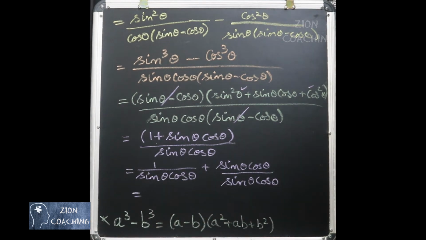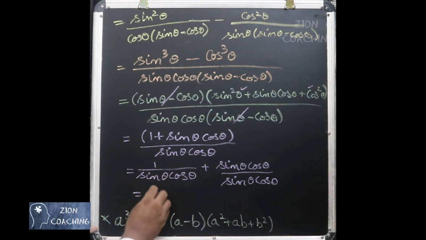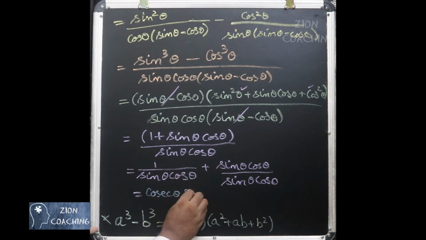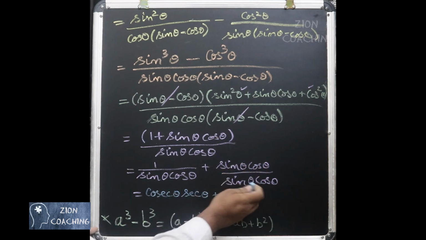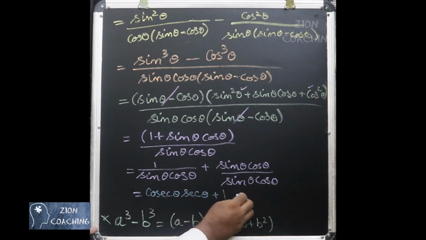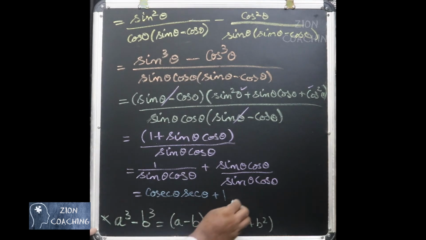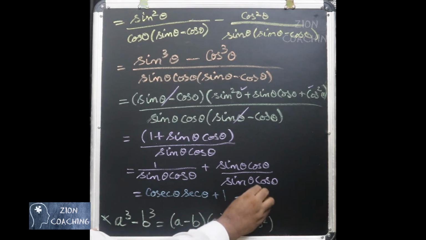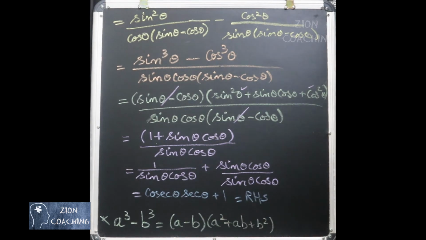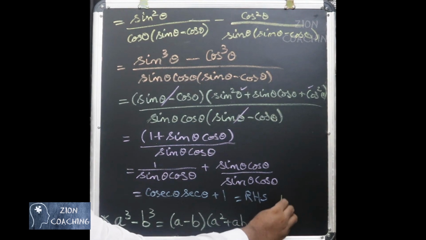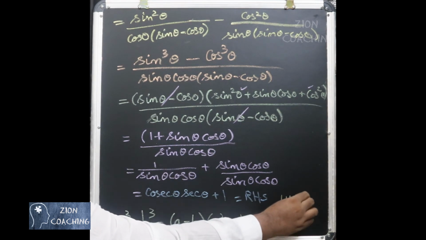When you take the inverse, the inverse of sin theta is cosecant theta, and the inverse of cos theta is secant theta. So 1 by sin theta cos theta is going to be cosecant theta secant theta. Sin theta cos theta divided by sin theta cos theta is going to be 1. So we have shown that it is equal to cosecant theta secant theta plus 1, and that is nothing but our right hand side. So we have shown that our LHS is equal to RHS.